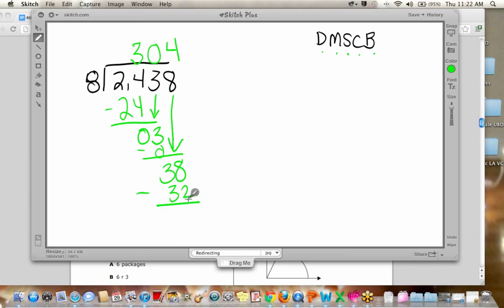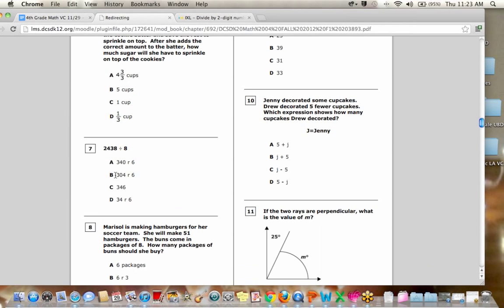Next step is to subtract. So what's 8 minus 2? Actually, it's 6. Yeah, 6. And then check. Is 6 smaller than 8? Yeah, it is. And we are done. 304, remainder 6. So let's go see. Here's my answer. B is my answer.